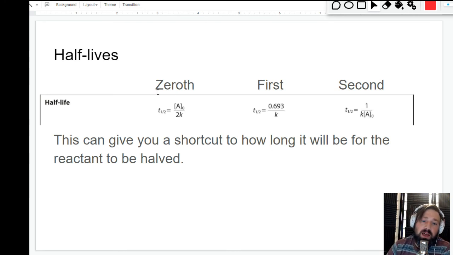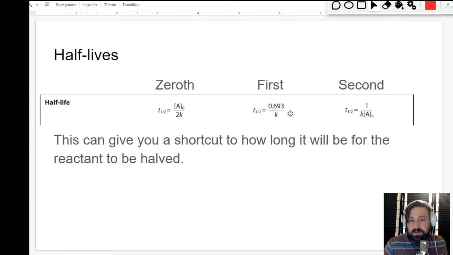So here are the equations for that. The one you should be able to figure out is the zeroth order reaction. You start with something, you divide it by 2 and by the rate, and that should tell you how many seconds you have. There's no funny business here. It's just how long it takes for it to reach a half.